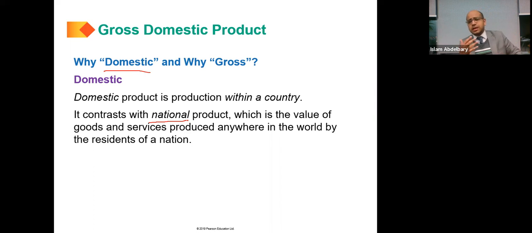So why are we doing that kind of classification? GDP includes all people who produce within the country. So if we have a lot of foreigners inside the economy, the GDP will be huge.